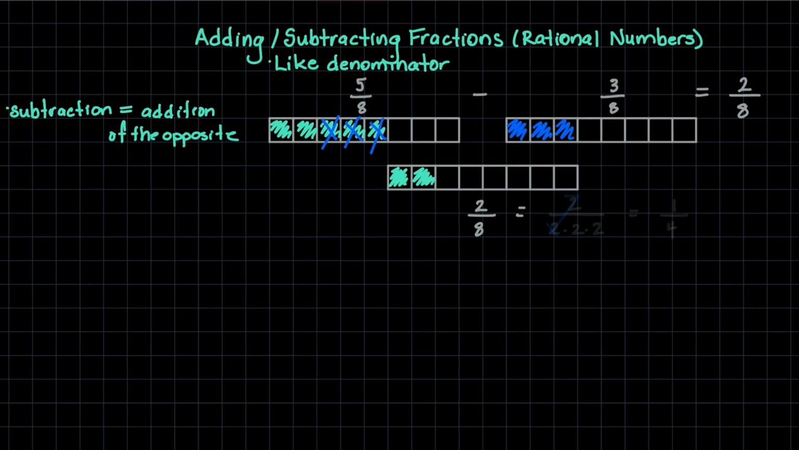So I'm going to do the prime factorization of 8. 8 is 2 times 2 times 2. A number divided by itself is 1. So that 2/2 simplifies. And we're left with 1/4.